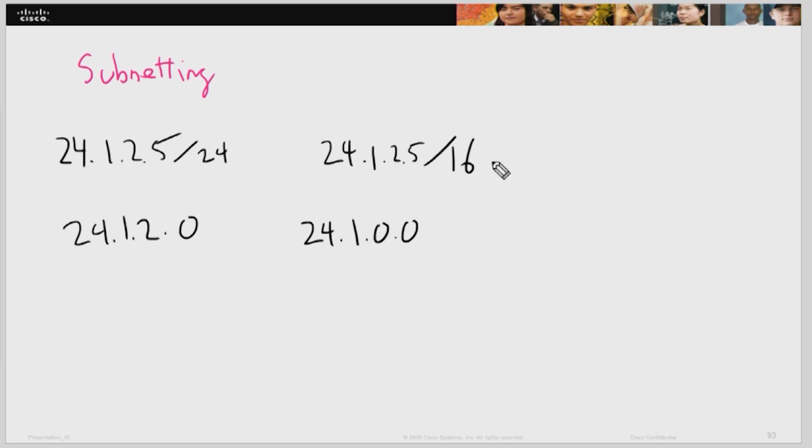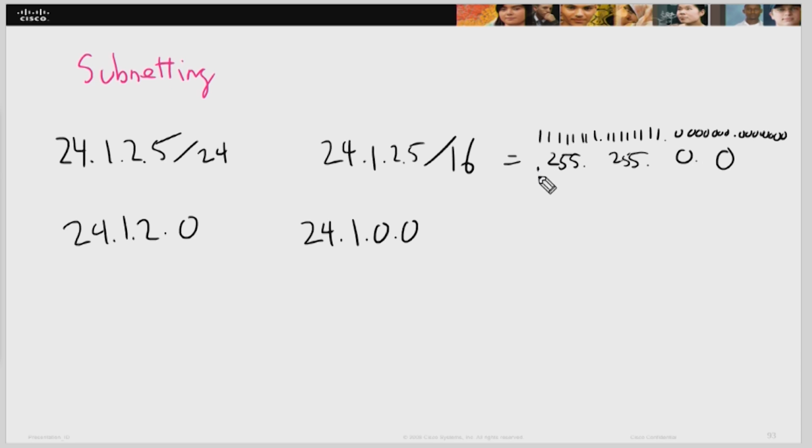That means my subnet is 24.1.0.0. 16 is 16 ones, 1, 2, 3, 4, 5, 6, 7, 8, 9, 10, 11, 12, 13, 14, 15, 16. And then I'll have 16 zeros. So what's my dotted decimal mask? 255.255.0.0, which means I'm only looking at the first two octets, 24.1. Got to zero out the rest because that's what my subnet mask does. So this is subnetting on an octet boundary.